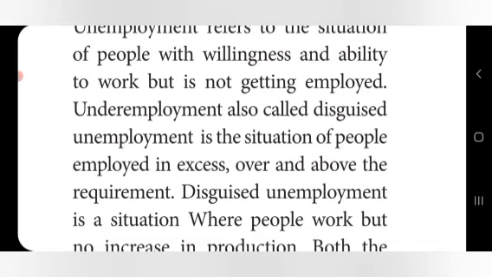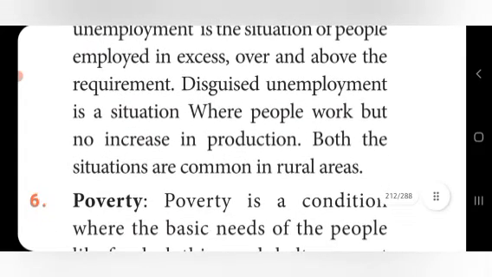Underemployment, also called disguised unemployment, is the situation of people employed in excess. If a field needs only 5 laborers but 10 people are working, then the excess 5 laborers are doing the work. This is underemployment or disguised unemployment. Over and above the requirement, the excess labor is called disguised unemployment or underemployment. Disguised unemployment is a situation where people work but there is no increase in production.